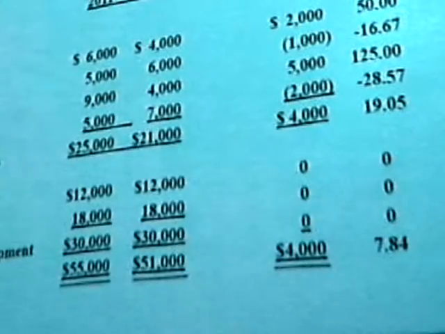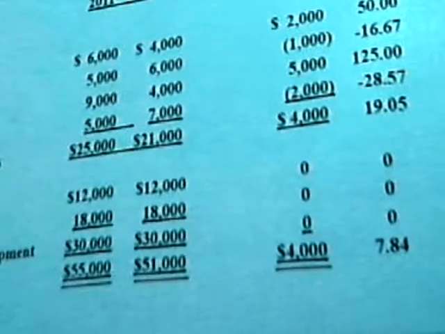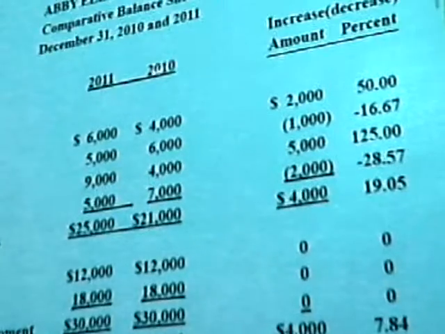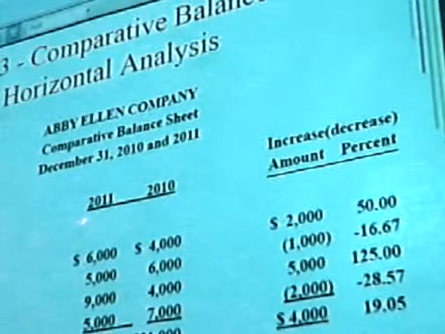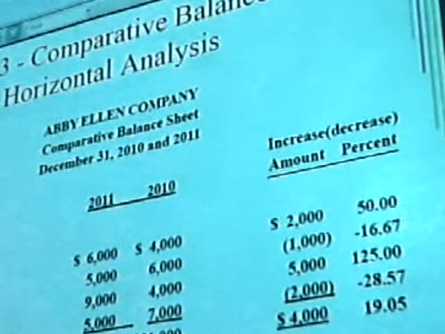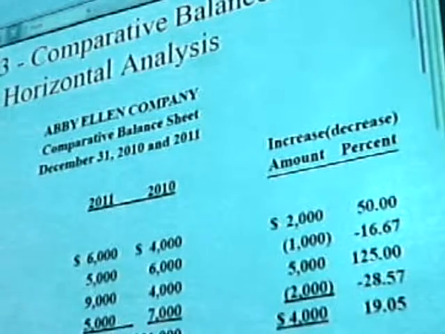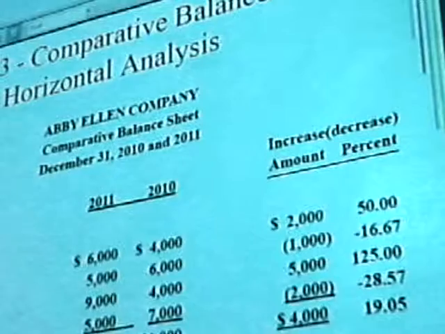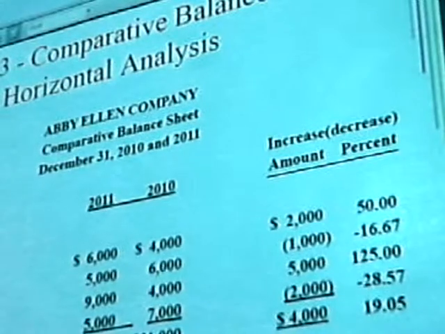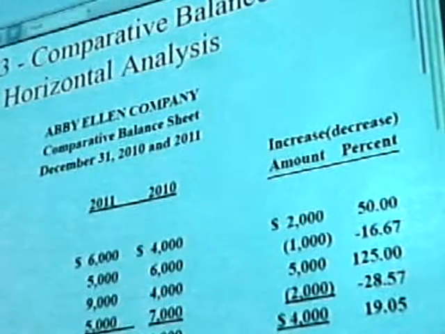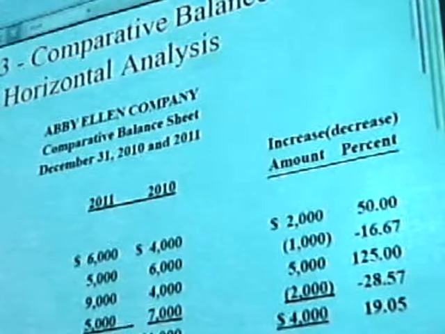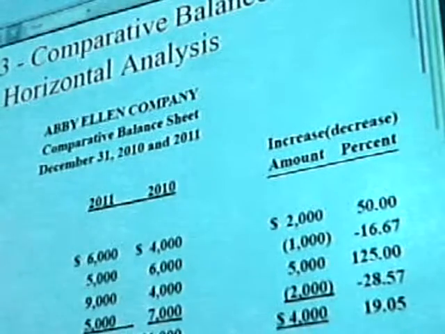Okay, so again, these are called comparative financial statements because they show more than one year. We're comparing the previous year to the current, and we want to see if things have increased or decreased. And then what we do is we make decisions based on those observations. How can we improve the business? How can we get rid of this problem? Question.